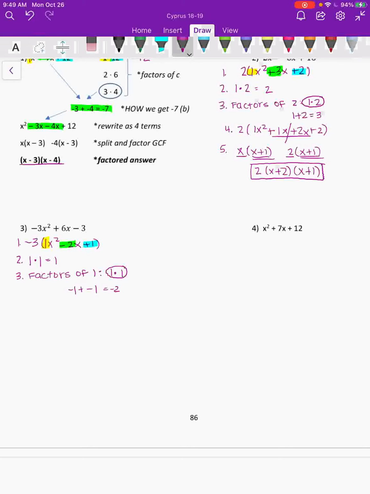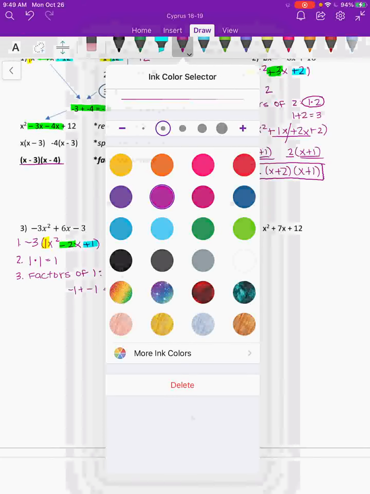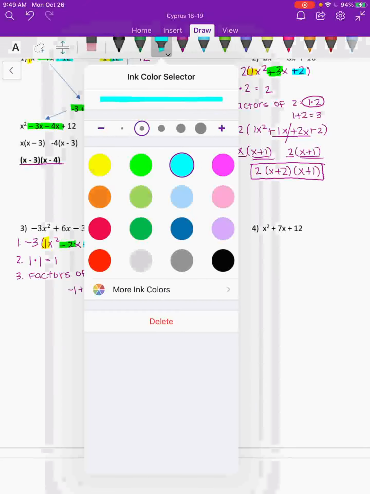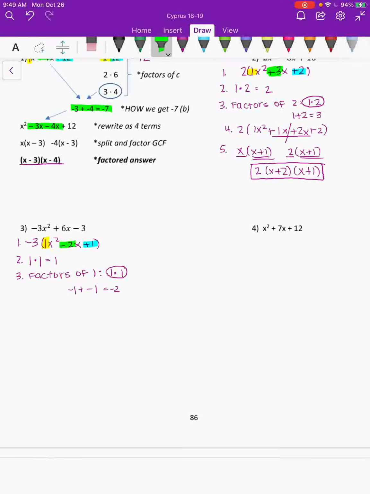So I'm going to use my green here. -1 and -1 is what got us -2. I didn't do that in the problem before, but 1 plus 2 is what got us 3, and that's why we replaced 3 with 1x and 2x.